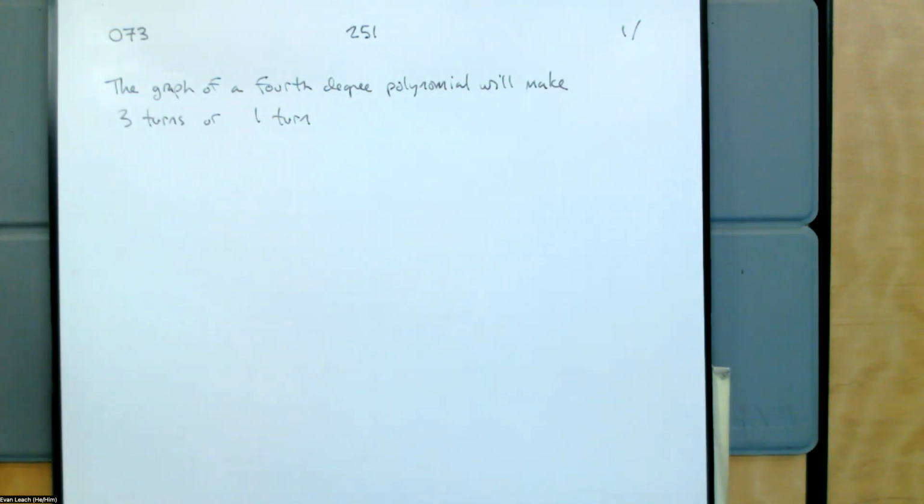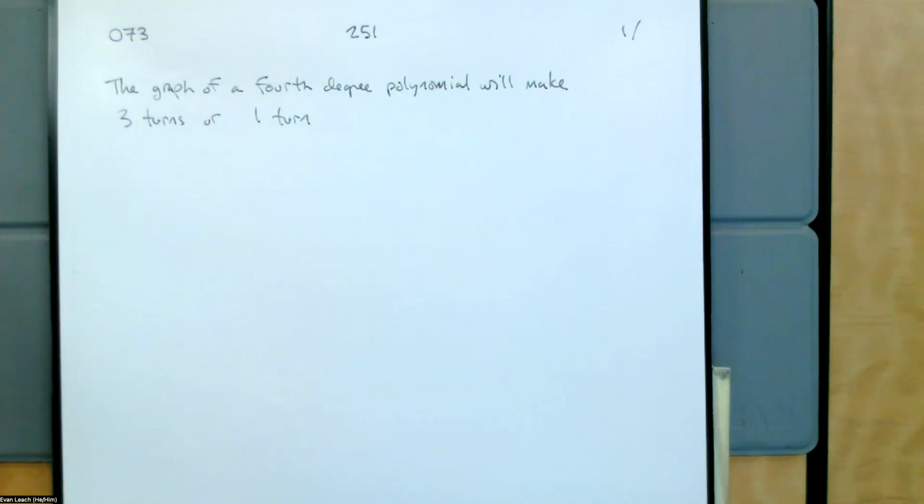of an nth degree polynomial makes at most n minus 1 turns, or is fewer than that by an even number. So the number of turns in the graph of an nth degree polynomial is equal to 1 less than the degree, or is less than that by an even number. So for a fourth degree polynomial, maximum 3 turns, and it could be less than that by an even number. So 3 turns or 1 turn.